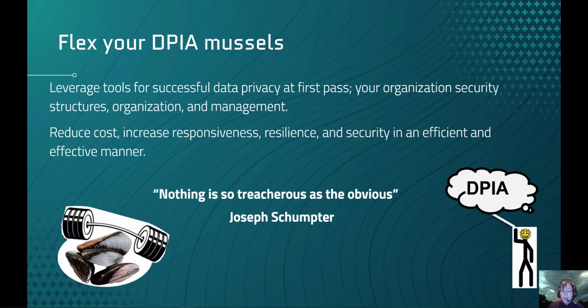Joseph Schumpeter, an Austrian economist, found in his research, nothing is so treacherous as the obvious. You cannot assume data privacy is obvious. You have to make it so. When you think security, think privacy.